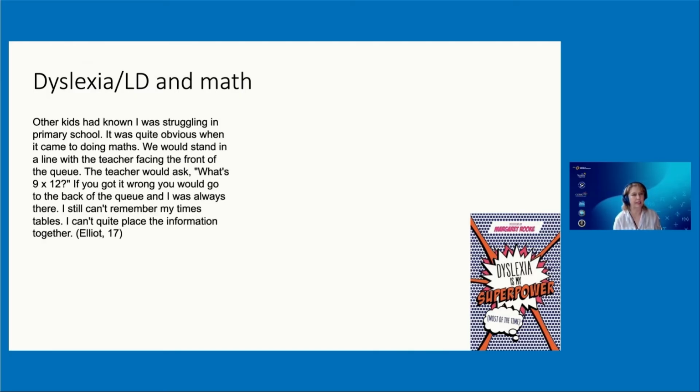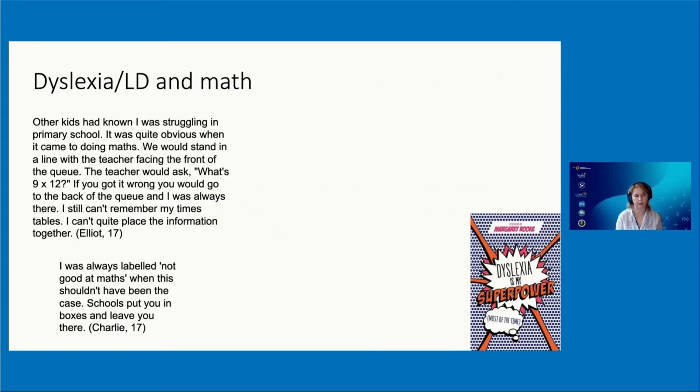So Elliot, 17, said, "Other kids had known I was struggling in primary school. It was quite obvious when it came to doing maths. We would stand in a line with the teacher facing the front of the queue. The teacher would ask, 'What's 9 times 12?' If you got it wrong, you would go to the back of the queue, and I was always there. I still can't remember my times tables. I can't quite place the information together."